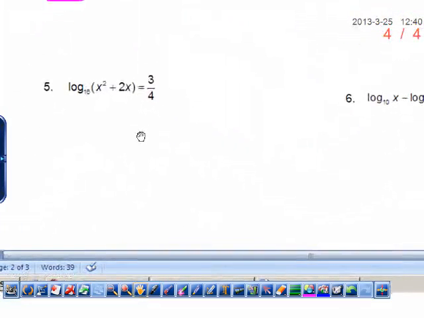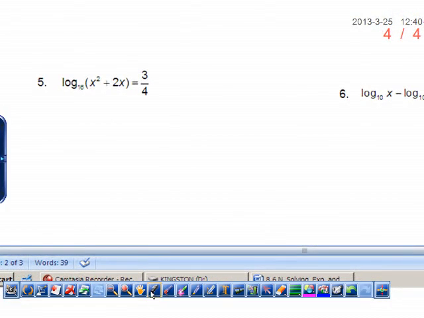All right, let's look at number 5. Log base 16 of x squared plus 2x equals 3/4. So ideas on my first step? All right, so change it to an exponential. 16 to the 3/4 equals x squared plus 2x.